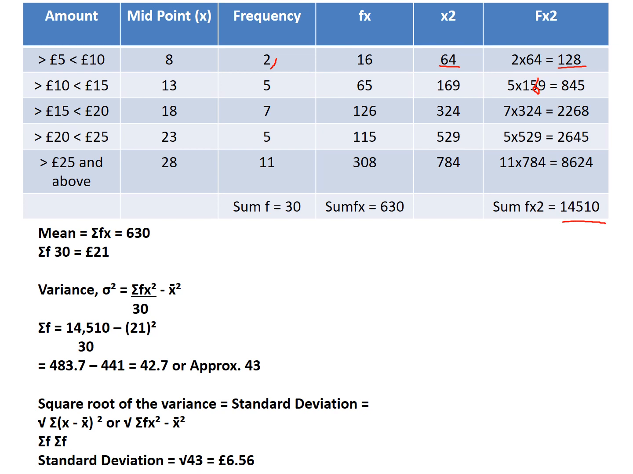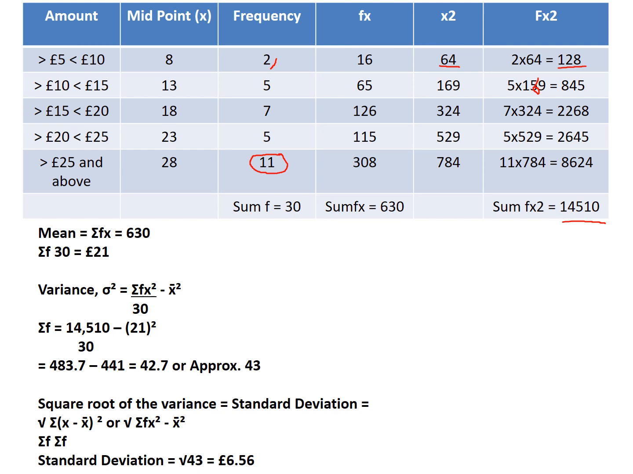Now, let's work out. So we've got all the data here. The data in these columns allows us now to calculate the mean, the variance, and the standard deviation. We've already identified the mode, which is 11 respondents in the £25 plus and above. We can also work out the median, which I'm going to show you.